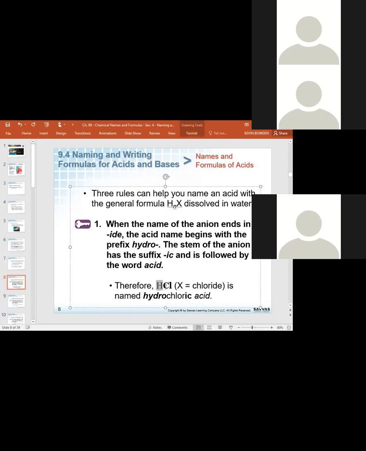So first of all, we look at the formula, we say, aha, the X here is chloride, so I add the hydro and the ic, okay? I look at the formula, I know it's monatomic, it's ide, so I add hydro and ic. So this is very common. There aren't a whole lot of them though. The larger number will have polyatomic ions.